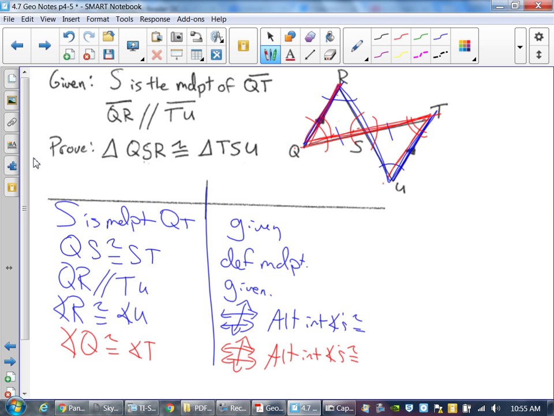Yes, sir. Do I have to find anything else besides the triangles? Then I don't have to use it. If I asked you to figure out that TU is congruent to QR, then I'd have to do CPCTC. But it doesn't say that. Okay.